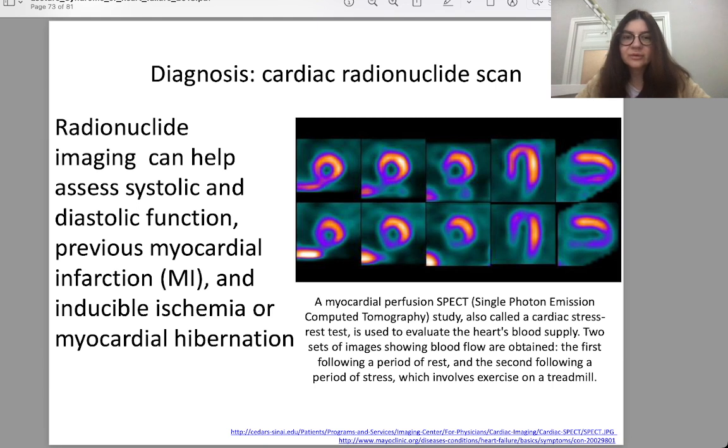Like, for example, in this picture, it is myocardial perfusion SPECT, or single photon emission computed tomography study, also called a cardiac stress rest test, used to evaluate heart blood supply. Two sets of images showing blood flow are obtained, the first following a period of rest and the second following a period of stress, which involves exercise on a treadmill.